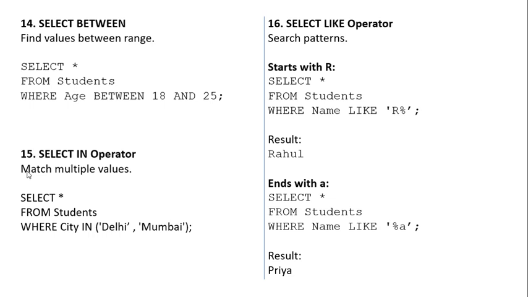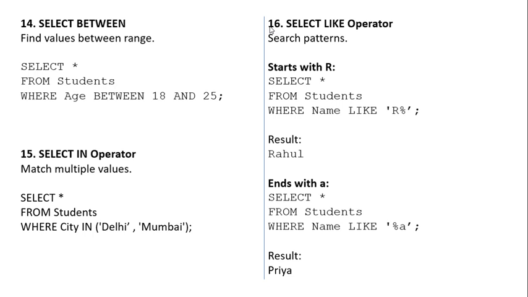And 15 is the SELECT IN operator. The IN operator matches multiple values. SELECT * FROM student WHERE city IN ('Delhi', 'Mumbai'); So the condition is that if the city in the table is Delhi or Mumbai, it matches, and then the rows with all the columns are printed.